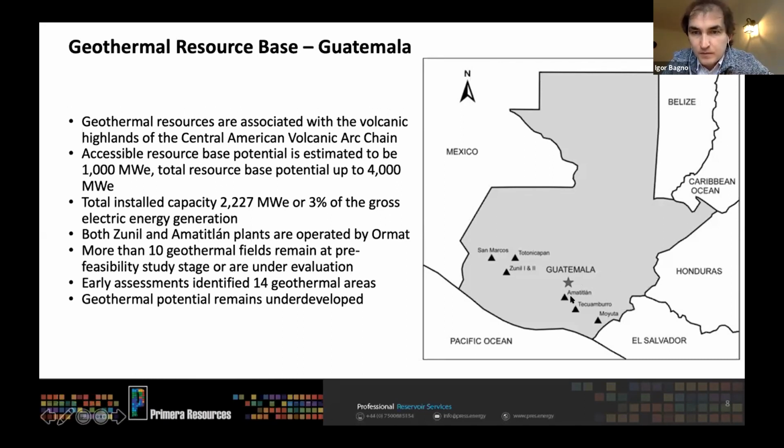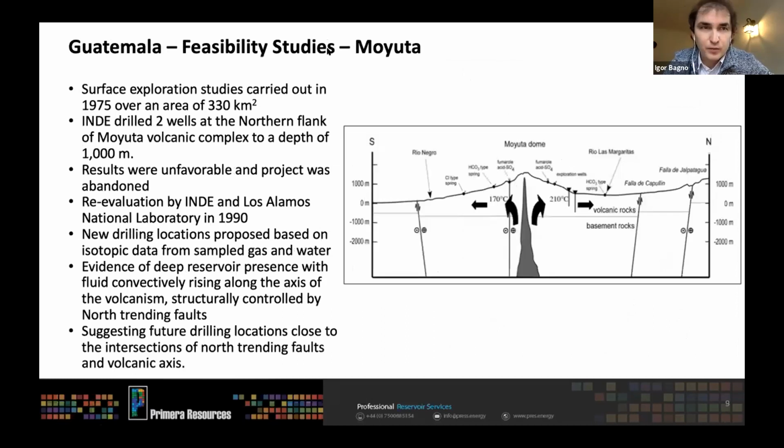So the Amatitlán, and I'll start with the Moyuta and Tecuamburro first. These are the most southeastern areas and which are under evaluation still, or were under evaluation. So it's Moyuta first. The area is quite large. Again, it was explored in 1975. The area is around 330 kilometers.